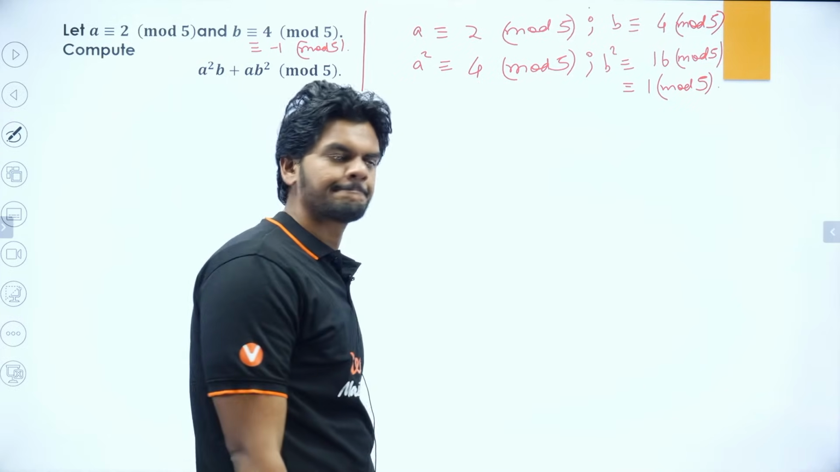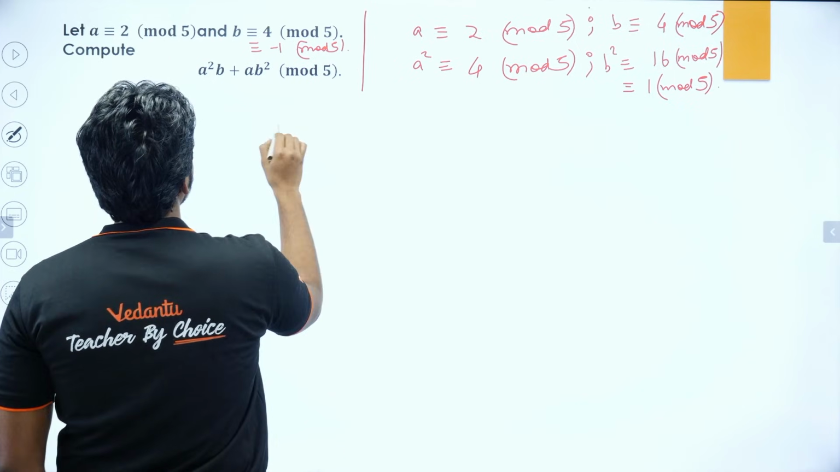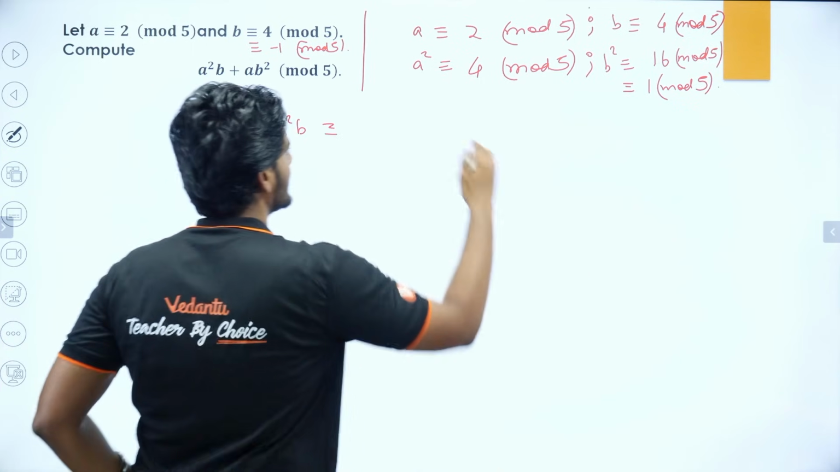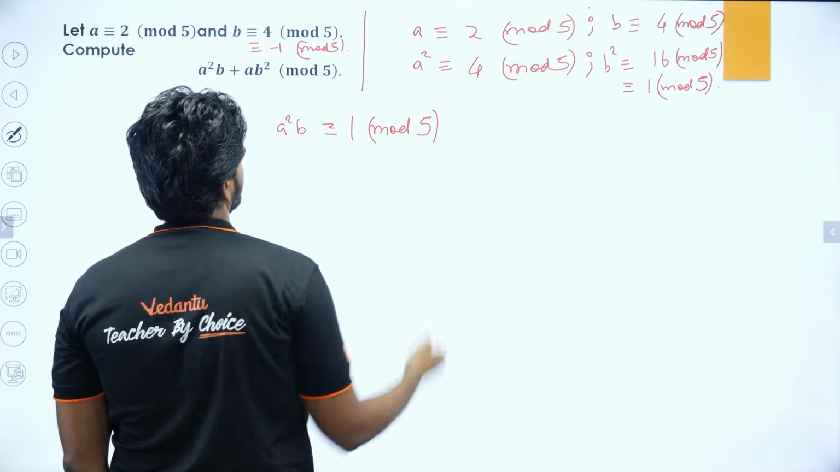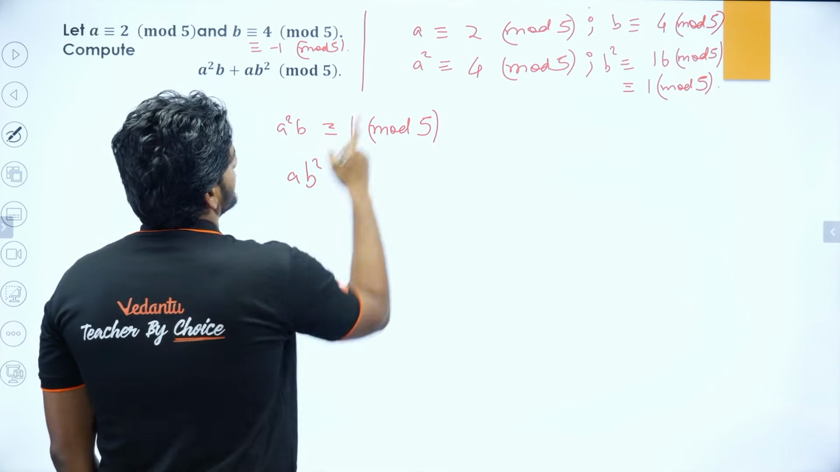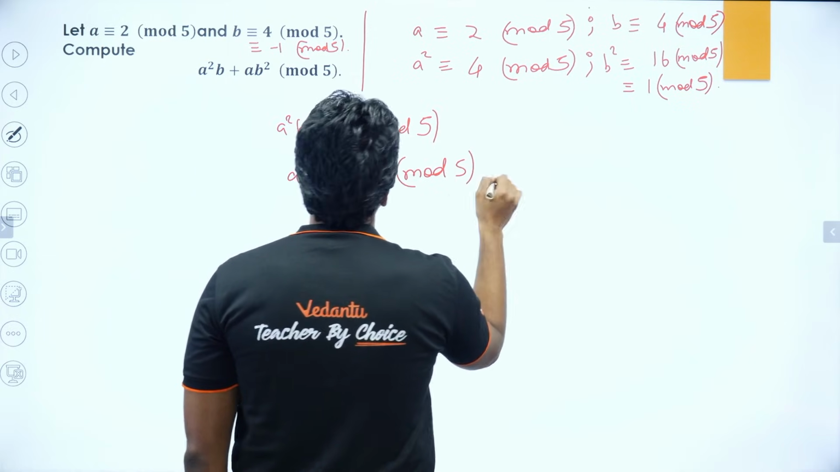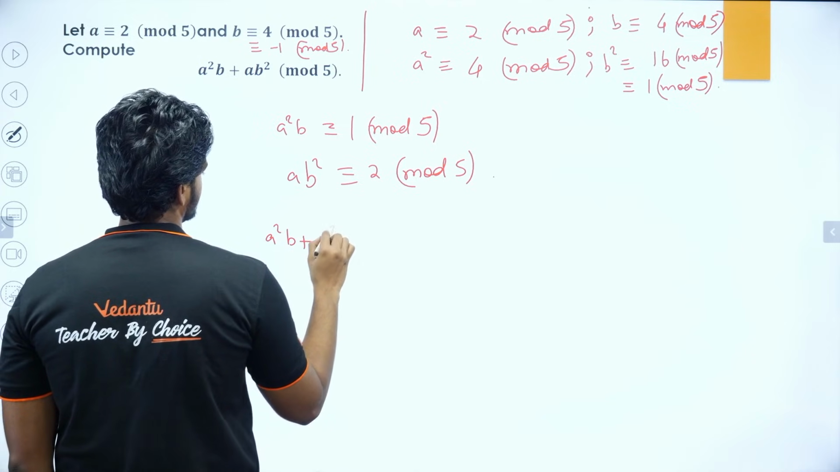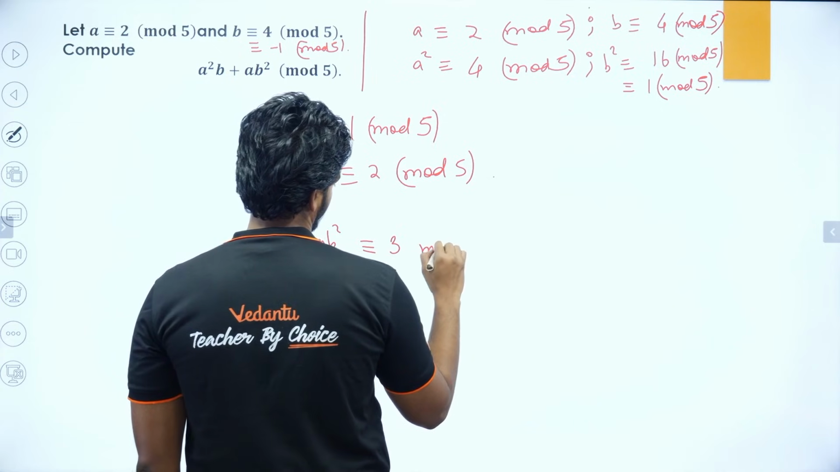Right? Okay. Now let's just add up all those things. So A square B is congruent to A square into B. Again, it's 4 into 4, 16, so it has to be 1 mod 5. It is actually 16, I'm writing 1. And AB square is congruent to 2 mod 5. So we simply add them. A square B plus AB square is congruent to 1 plus 2, 3, mod 5.